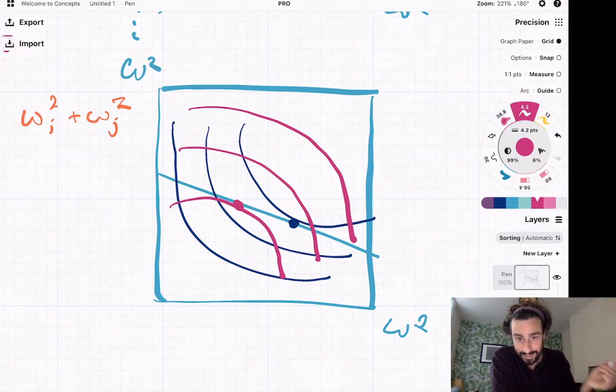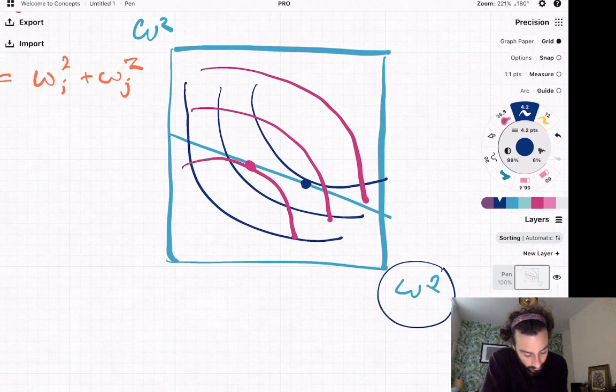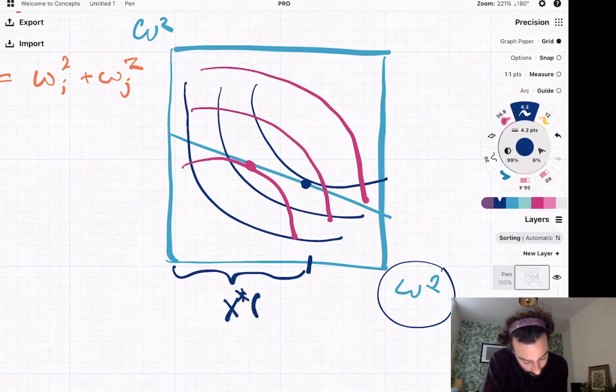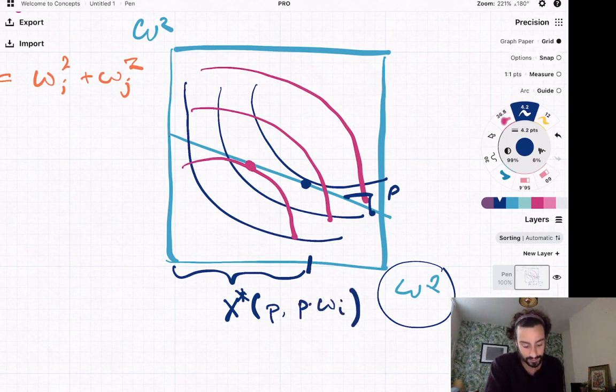Now notice that this is not an equilibrium. Why? Well, let's look at the amount demanded in good market 1. So in good market 1, that's on the horizontal axis, consumer 1 demands this much, right? This is X star of P, right? The ratio of the slope is P, and then I, which is P dot omega I. This is the income of consumer I. Their X star is that big chunk there.